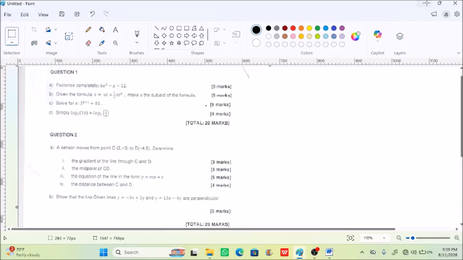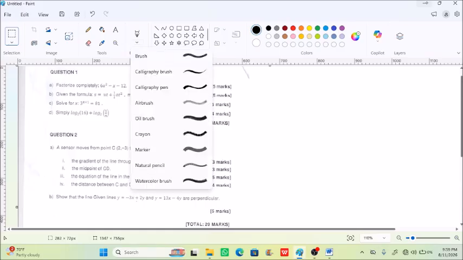Okay, so this is Mathematics Paper 1, 2026, April/May. Yes, so we have 8 questions in this question paper, and we are expected to answer only 5. But with the 5 questions that we are supposed to answer, we will answer all 8 questions.